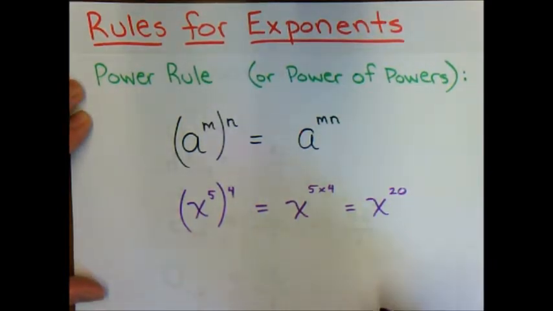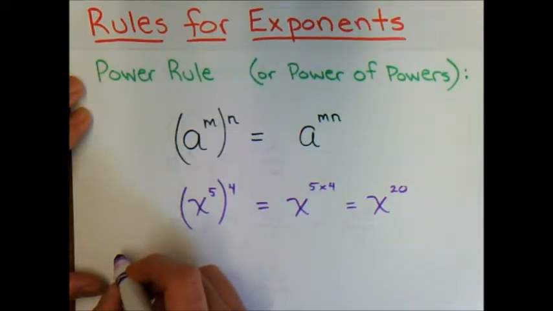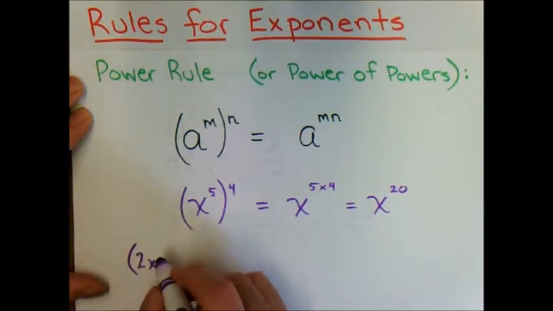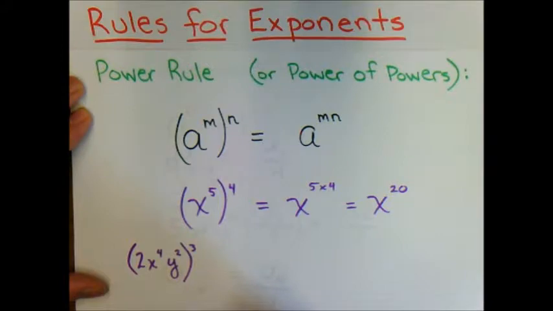Another example of this, if we stretch it out, we'll do a bit of a more challenging one. We have 2x to the power of 4 times y to the power of 2, and we want to raise that whole thing to the power of 3. So I have to remember that each of my terms is now getting raised to the power of 3.